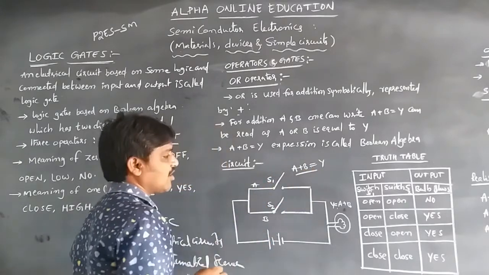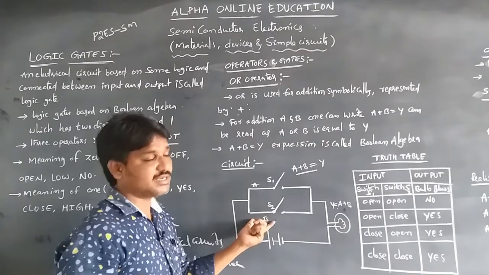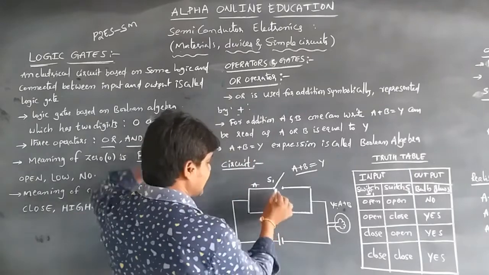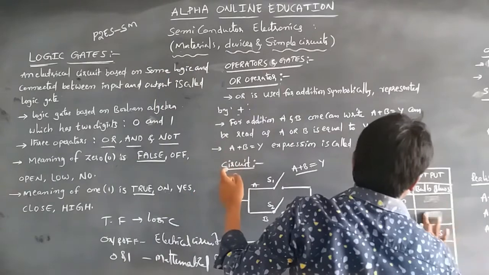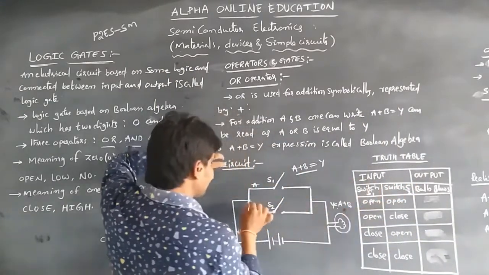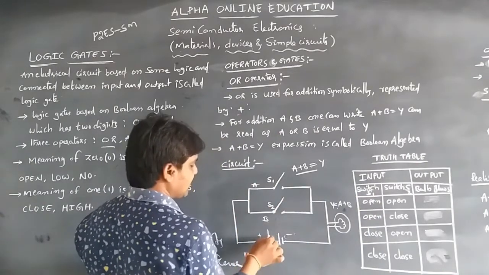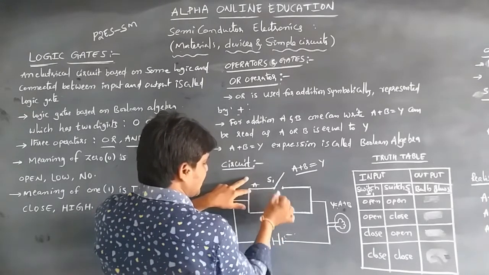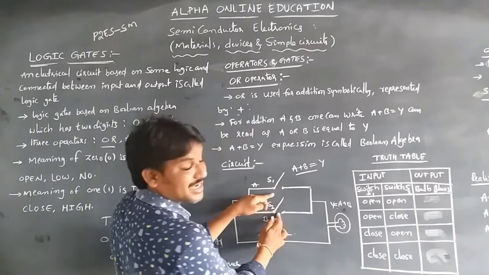Further, in case of the OR operator, this is the electrical circuit of the OR operator. Let's see how this operator gives the output values, according to the truth table we are drawing. First of all, the inputs we are giving. Whenever switch 1, S1, and switch 2, S2, are both open, can the conduction happen?